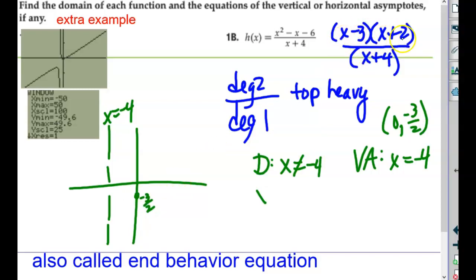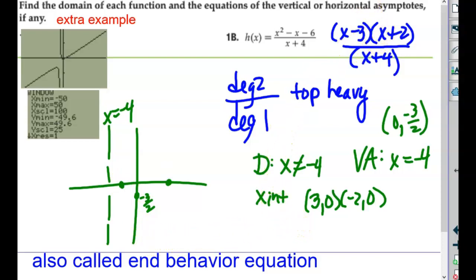If I set the top equal to 0, where are the two x-intercepts? What would make the top 0, guys? I factored it for you. 3 and -2. Okay, top equal to 0. So over here at 3 somewhere and over here at -2, it's crossing.